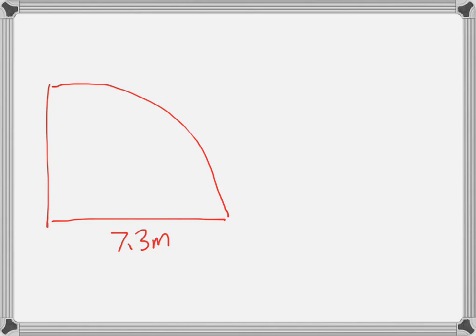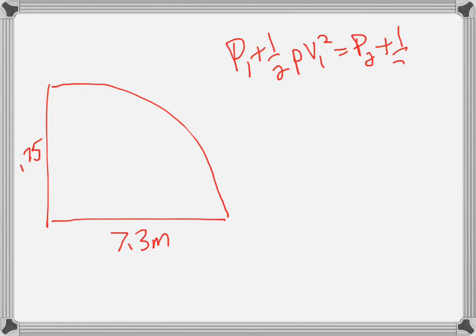Okay, next problem, we have a water gun. It's squirting water out like this. There's a distance of 7.3 meters, and it's a height of 0.75 meters. We're dealing with differences in height, not differences in... we are dealing with differences in velocity still. So we'd have P1 plus 1/2 density V1 squared equals P2 plus 1/2 density V2 squared.